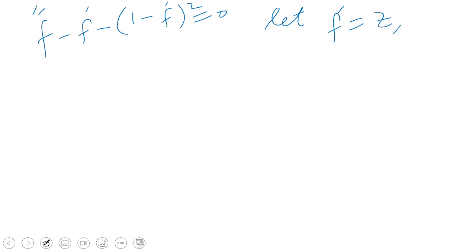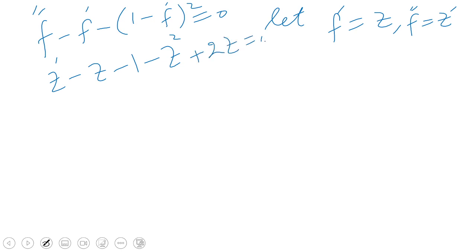The equation is f double dash minus f dash minus 1 minus f dash square equal to 0. So let f dash be z and f double dash be z dash. So that means this is z dash minus z minus 1 minus z square plus 2z equal to 0. So I evaluated this square and put f dash as z.